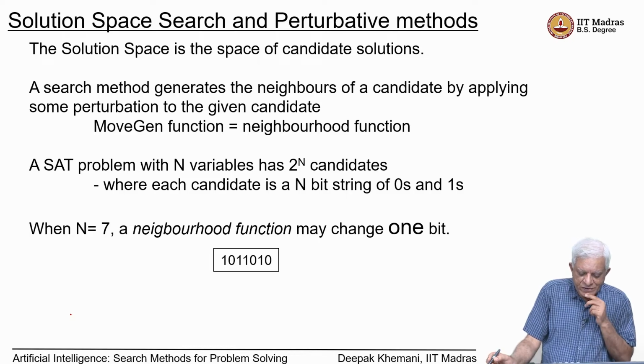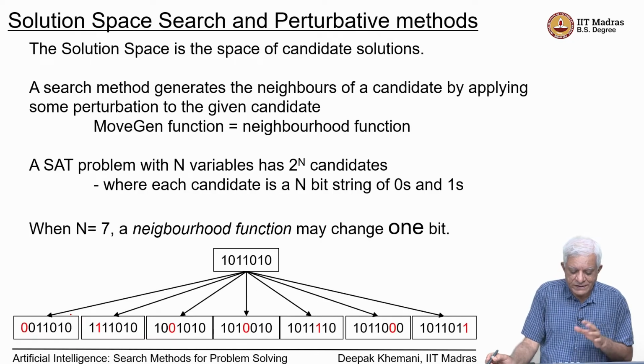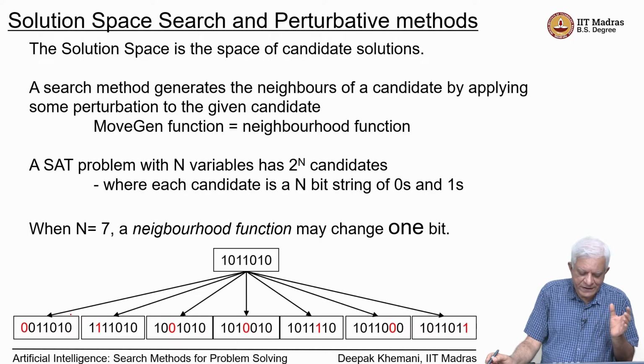When n is equal to 7, for example, as shown here, we could choose a neighborhood function or perturbation function which changes only 1 bit essentially. These are all the neighbors for this particular candidate, where the bit that is changed is shown in red. So, a search algorithm would navigate this space. This space is a solution space where every node is a candidate solution, and of course, we can evaluate whether it is a goal node or not essentially.